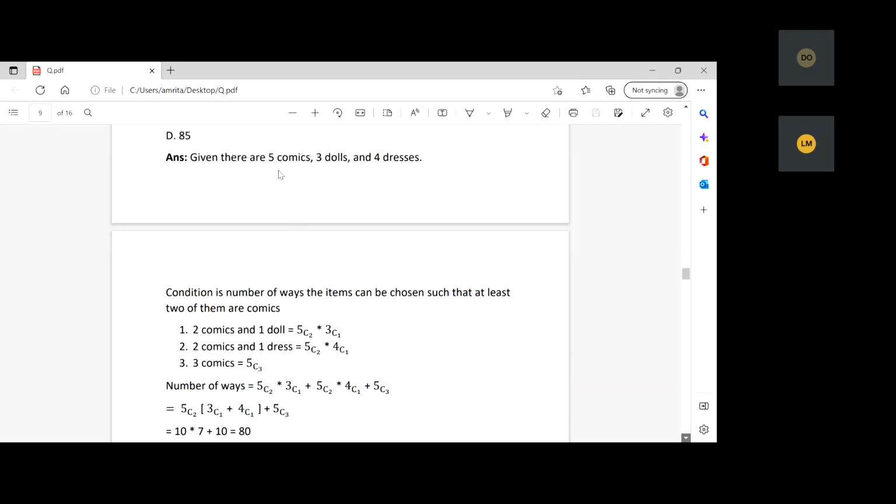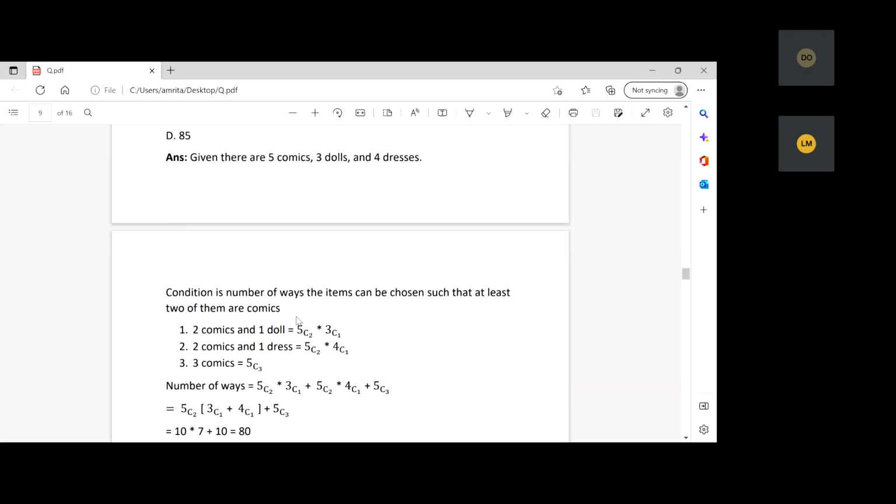I have 5 comic books, 3 dolls, and 4 dresses. The number of ways in which I can choose items such that 3 is the limit and 2 of them have to be comics. So these are the three ways in which I can select items. Whenever I'm selecting, 2 have to be comic books. That's the fixed one. I could choose 3 comics also, right? It can be 5C3. The next one is I'm choosing 2 comics and I can choose one from the dresses. Or the next one is I'm choosing 2 comics and I can choose one from the dolls, where there are 3 dolls and 4 dresses.